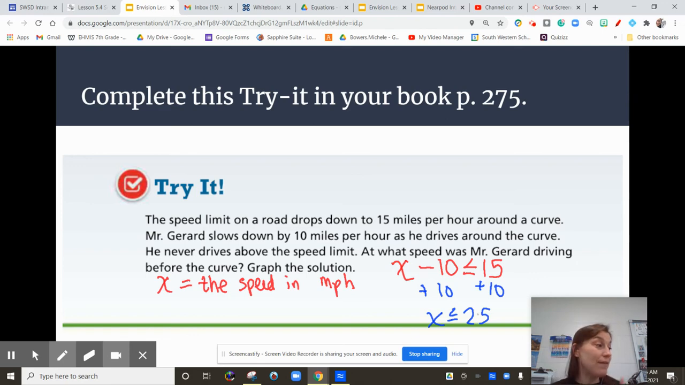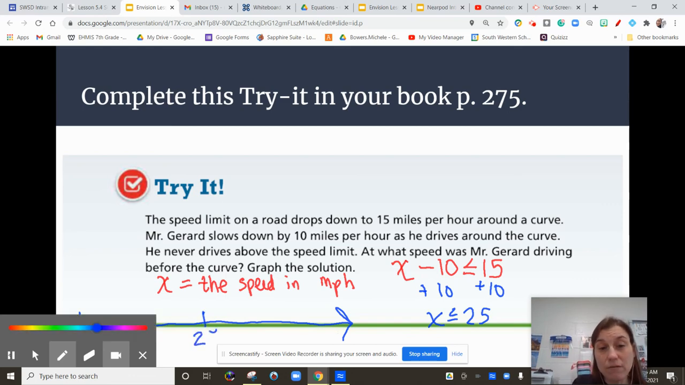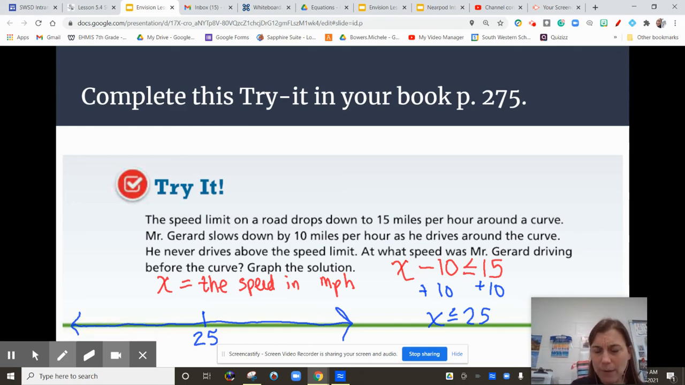So now we're going to graph it, and there's no line here to graph it on. So in your book, though, there's this green line. Use the green line there under the Try It, and you don't even have to make it darker. I'm going to put my target number in the center, which is 25, because that's where my solution is. And then I'm going to put some numbers around it.